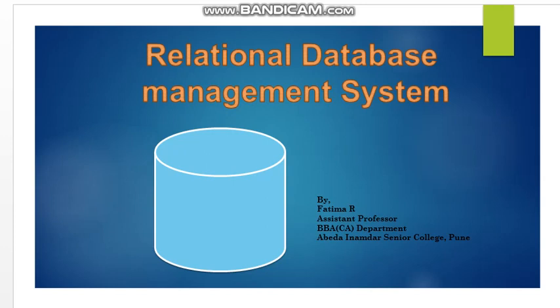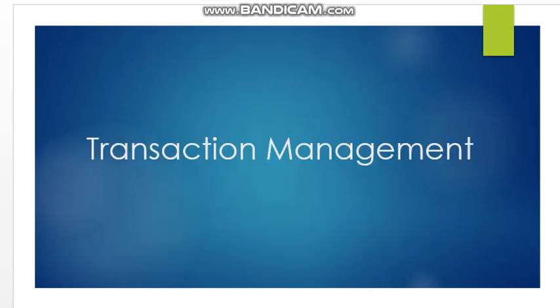We have already started with transaction management. We have covered the topics Introduction to Transaction, Transaction State, Transaction Properties, what is concurrency, what are the advantages and disadvantages of concurrency control mechanism, then what is schedule, what are the types of schedule, and what is serializability. Today we will be starting with conflict serializability.